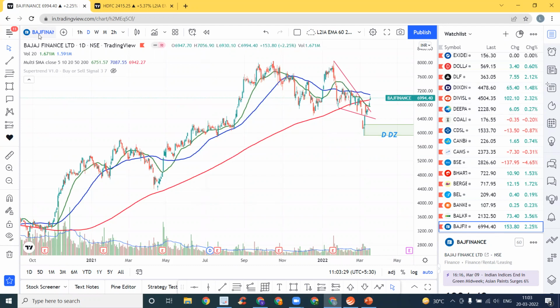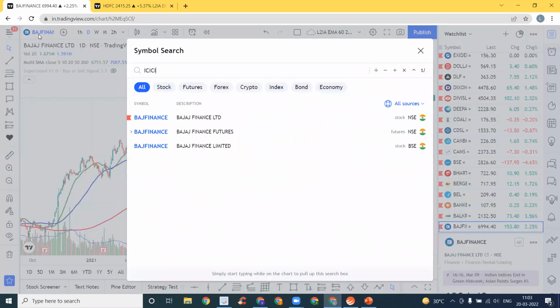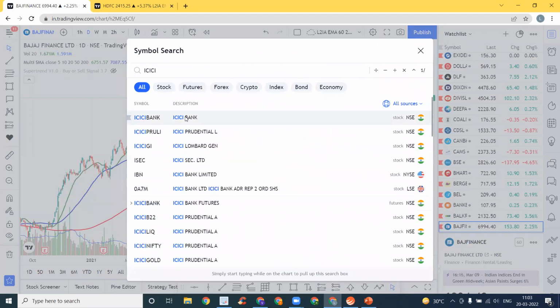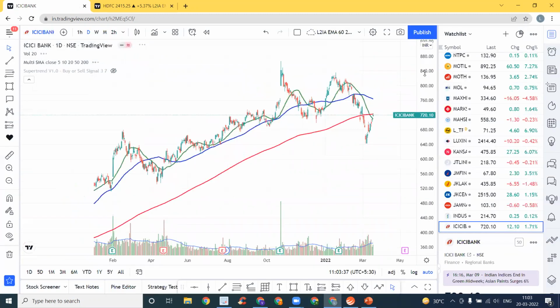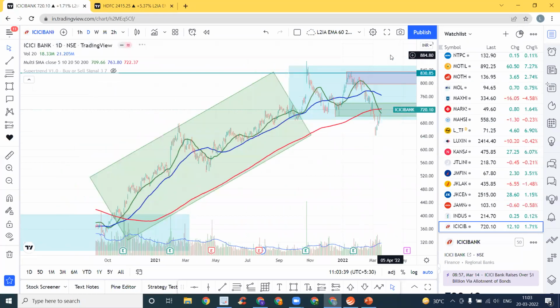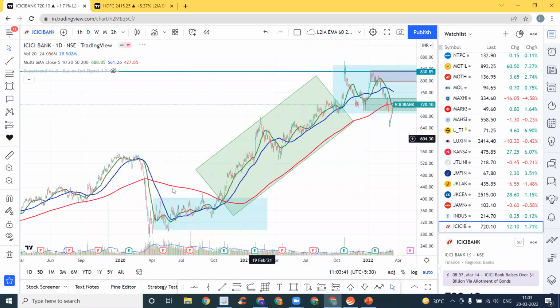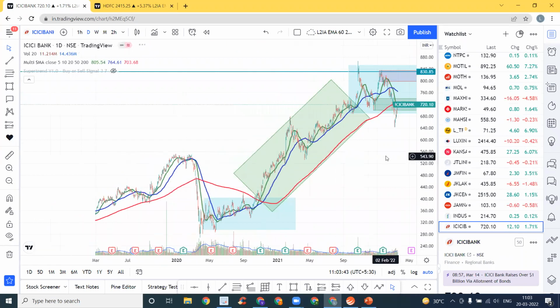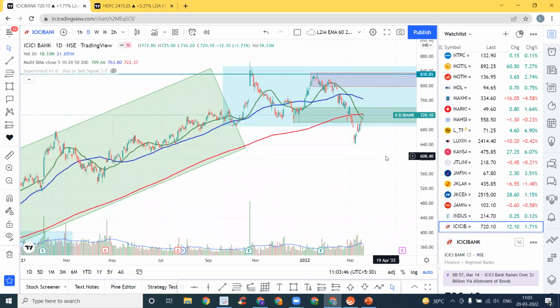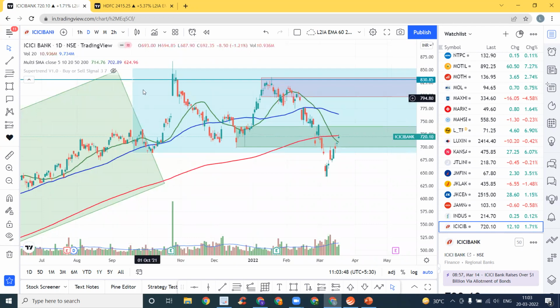Let's see ICICI Bank. Here it is. I'll introduce these bands later when I'll be doing the theory part. But just now you understand this. It is on a consolidation band, range-wise movement, moving between the supply zone and the demand zone. Came down below 200 DMA, just above 50 DMA and below 20 DMA.